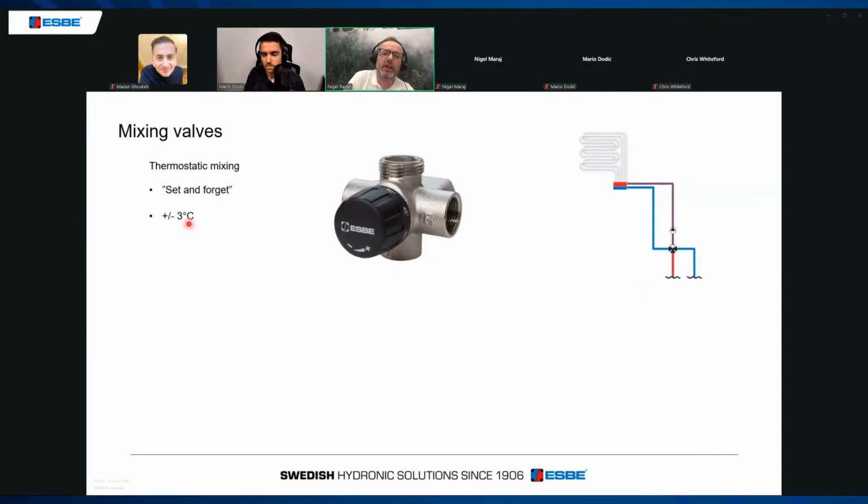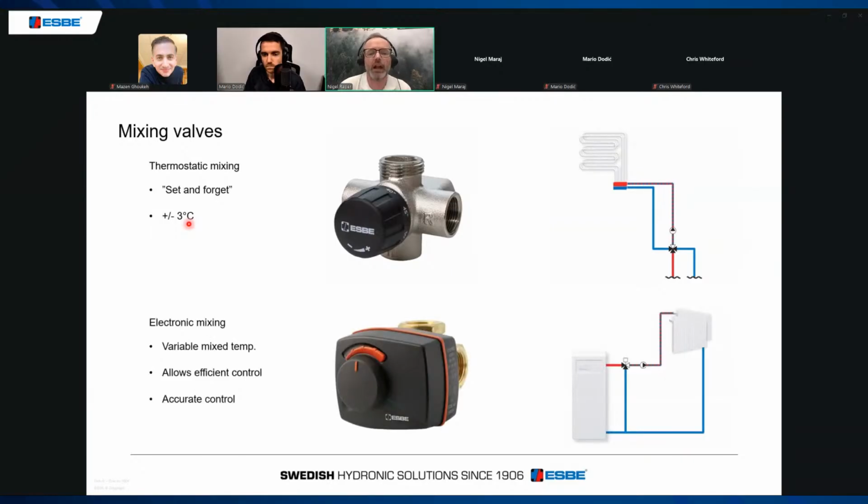Now, a more advanced way of doing it is electronically, using a motor and a mixing valve, using one of our rotary valves with an actuator on top. The advantage of this is that you can have a variable mixed temperature. So what does that mean? On a warm day, you can mix to a lower temperature. It's warm outside today, it's about 12 degrees here. So you would have your underfloor heating circuit at a much lower temperature and benefit from the efficiencies of that. It allows more efficient control, and it's much more accurate. We're going to deliver maybe plus or minus half a degree rather than plus or minus 3 degrees that you'd see from the old style thermostatic mixing valves.